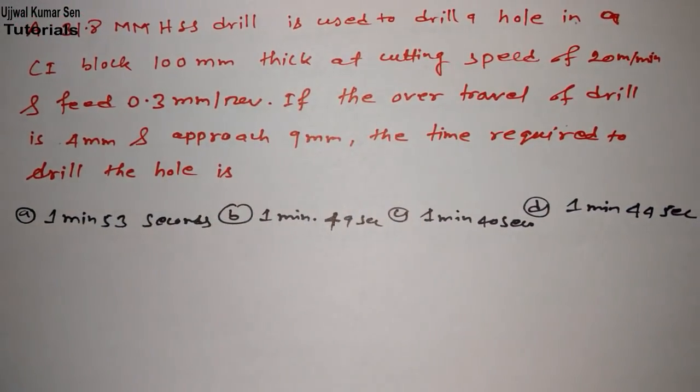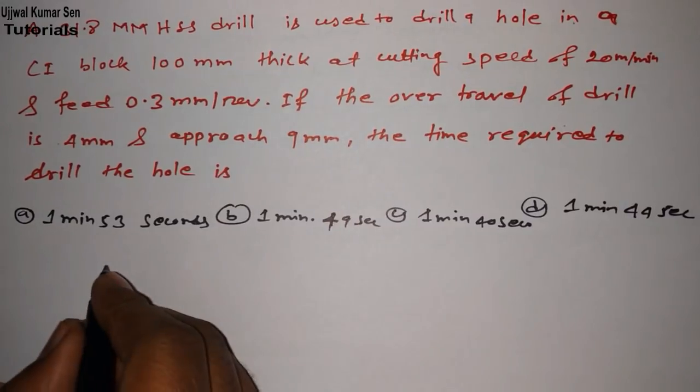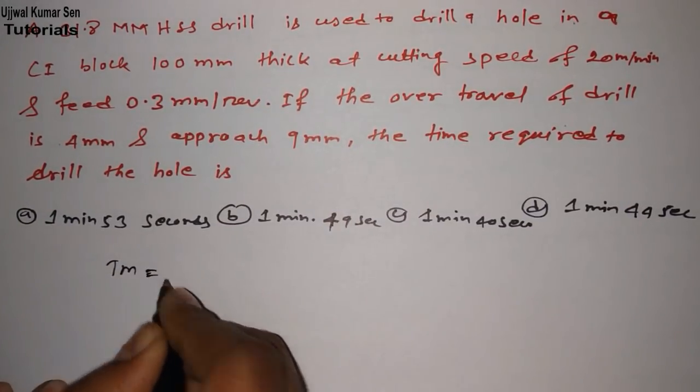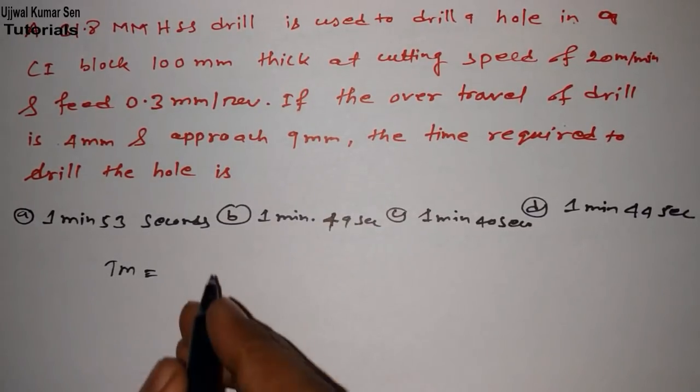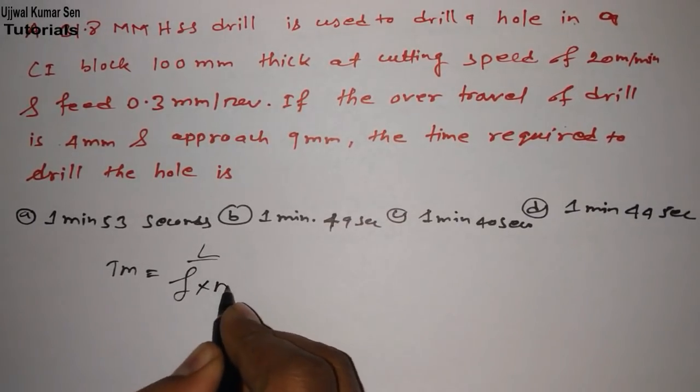So here is the question we got, and what we have been asked in this question is that we have to find out the time required to drill the hole, that is TM, machining time, right? So first of all, what we got from this question is that we have to find out machining time. This is the simple way and most accurate way to solve any question. So for finding out machining time, I have already shared with you the formula is L by F into N.